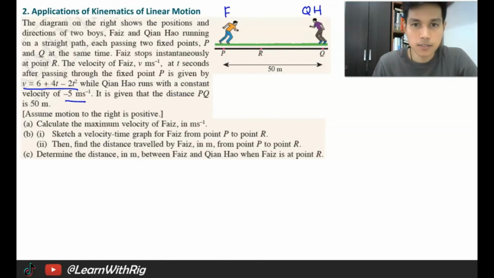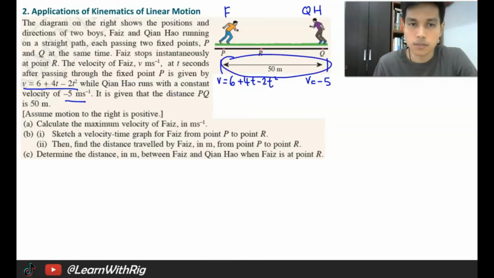Okay, so Far East, his velocity is 6 plus 4t minus 2t squared. And then what's this guy? Chen Hao, his velocity is constant, right? Negative 5. So this guy is v equals negative 5. Okay, then it is given that the distance PQ, so the total distance here is 50 meters, so it's written there. So question A, calculate the maximum velocity.